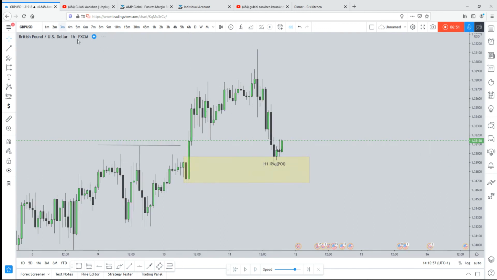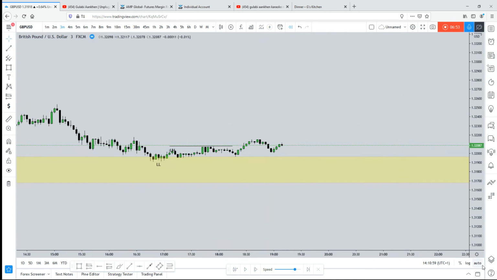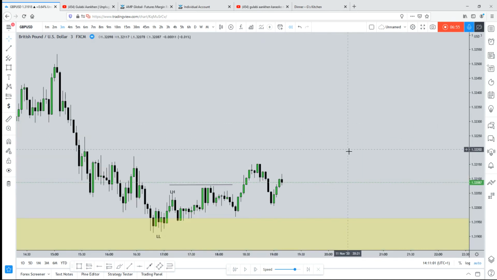And on lower time frame also we were waiting for the price to show some structure break on lower time frame, which we saw here. And we saw the price could not make more lower low. Now the price is shifting its trend, and now we saw this is a nice structure break.